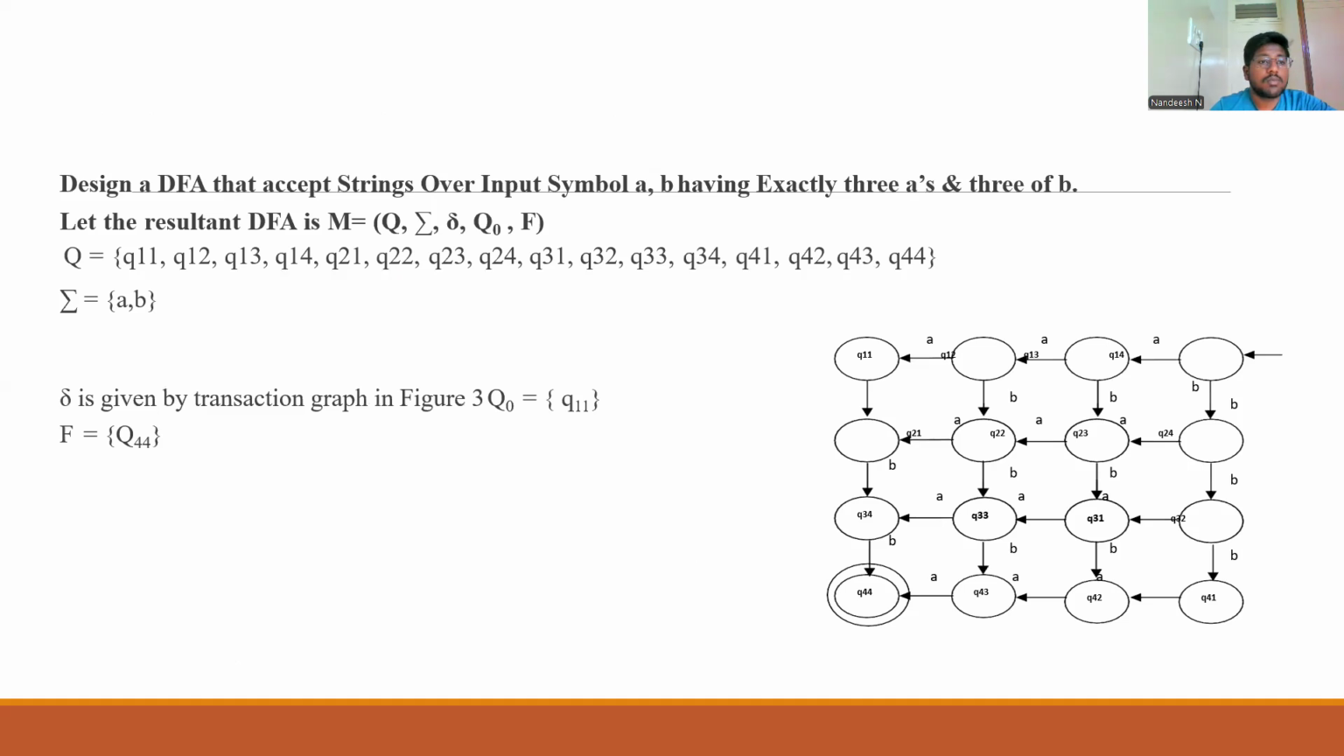Let us discuss some example problems. Design a DFA that accepts strings over input symbols a, b having exactly 3 a's and 3 b's. Let the resultant DFA be M with states as shown. In this figure, Q naught is the initial state and Q44 is the final state in this problem. The resultant of the problem is F equal to Q44.